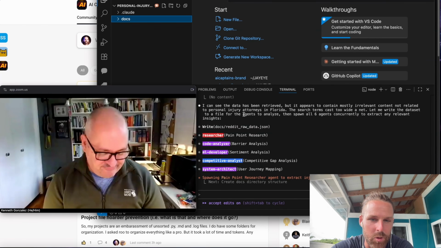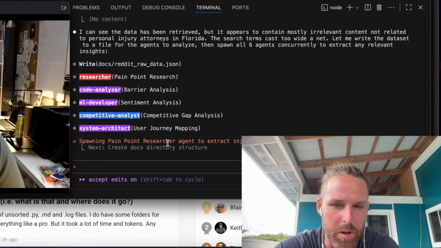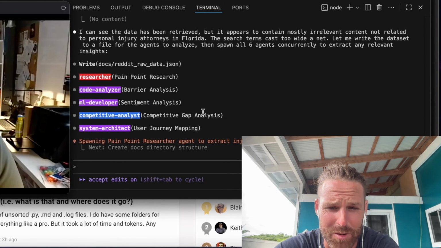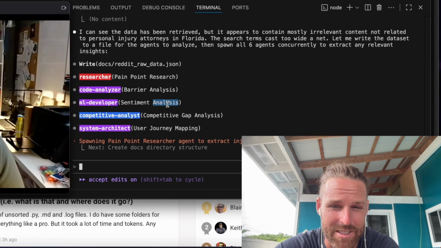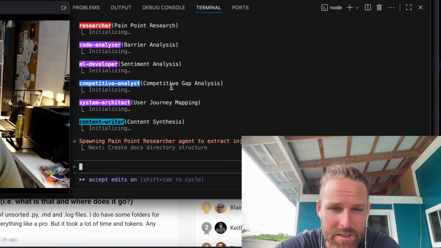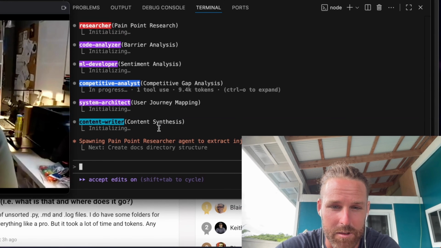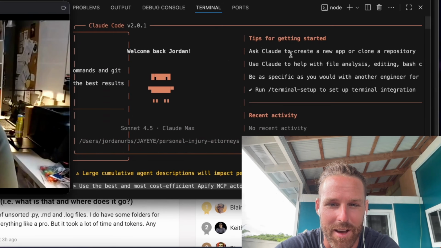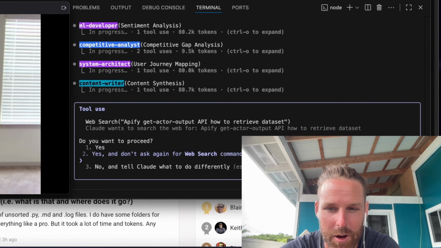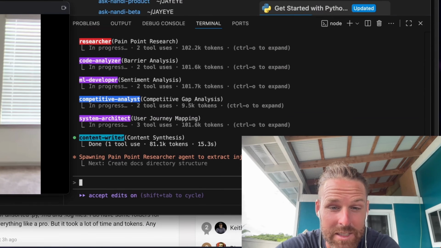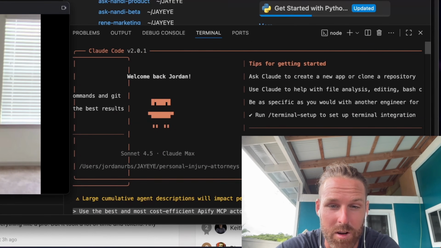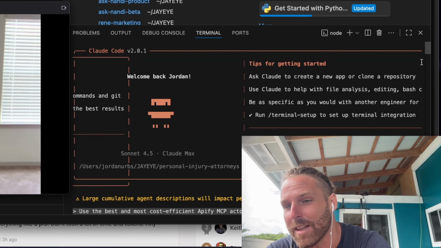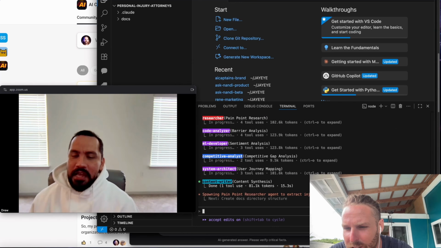Like each one of these, it's doing all of this in parallel now. It's putting all these agents in parallel: researcher, code analyzer, machine learning developer. I don't know why it's using that for sentiment analysis. I guess because it's good at the data. Competitive analysis, system architect, and content writer. It's putting all these guys out at the same time. And how to retrieve data set. Oh, it's having trouble retrieving the data set now. So that's interesting too. I haven't experienced that before, but you can't even get the data set back. Yeah, that's the only other thing.